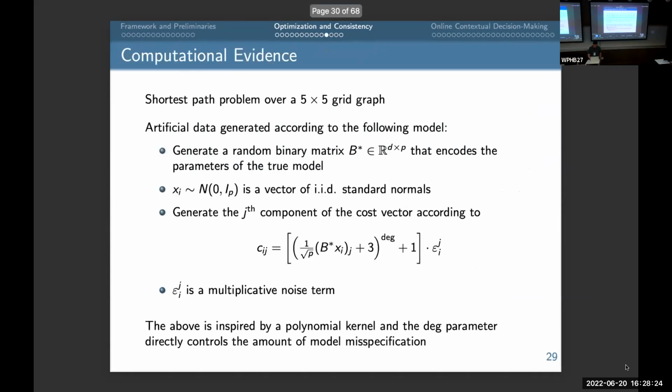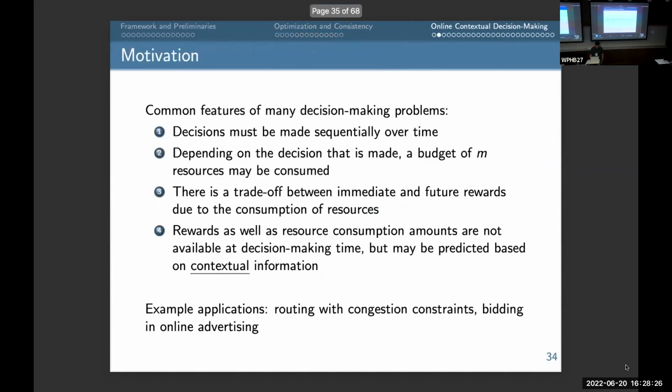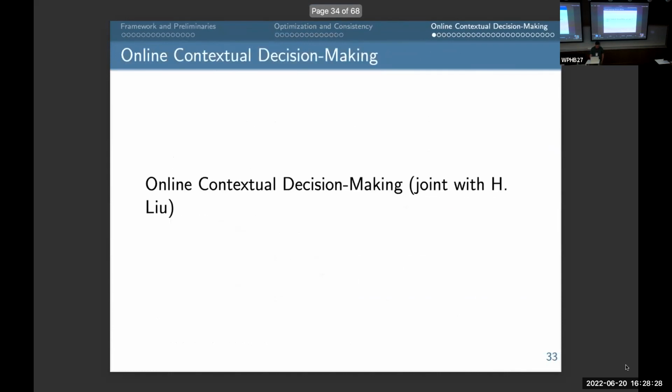Okay, so I think I'll skip these computational experiments because I'll also present some computational experiments for this next part, which are somewhat similar. So I want to spend the next 20 minutes talking about this extension to online contextual decision-making, which is very recent work just posted on arXiv last week, joint with my PhD student, again, Heyuan Liu.